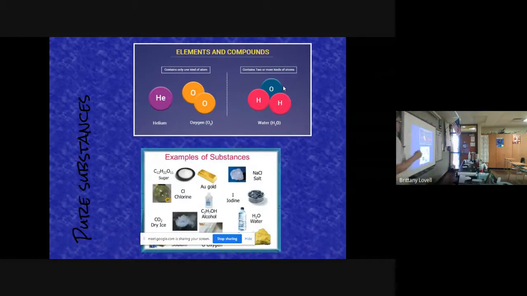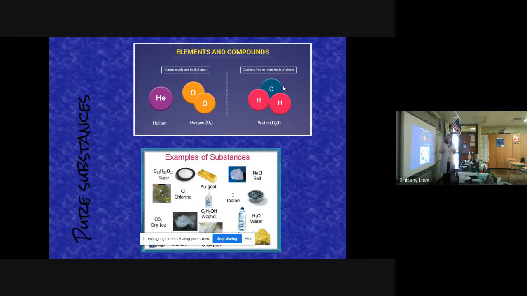So what we would do on a test or a quiz over this stuff, I would give you either some pictures or some names or symbols, and I would say, okay, which ones of these are elements and which ones are compounds? Now remember, both of these are considered pure substances, which means they have a constant composition. Regardless of whether you took a little bit of it or a whole lot of it, it would be made of the same stuff. It has a constant composition.